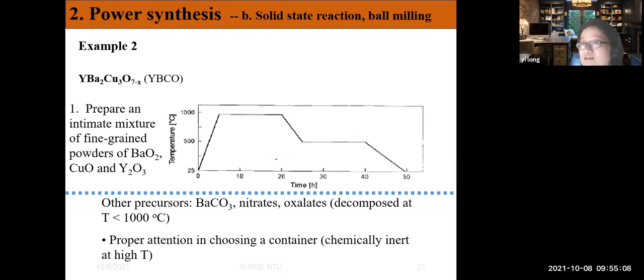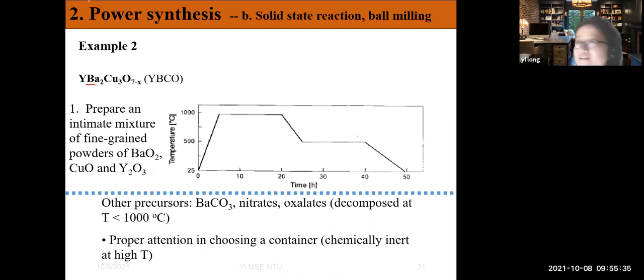So I'll give you another example, this barium copper oxide. I think some of you may still remember from my MS8301 before, the materials and the map. Actually, I talked about this material before, if you still remember. This is a very famous high temperature superconducting material. You can just search by yourself.